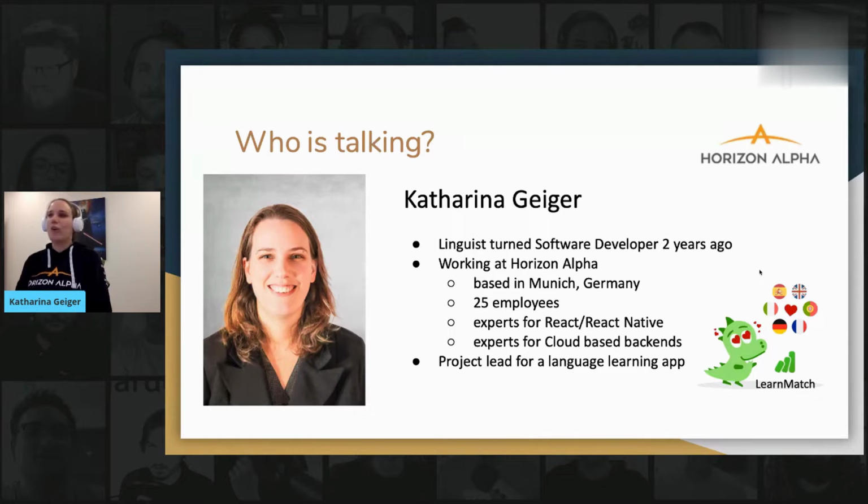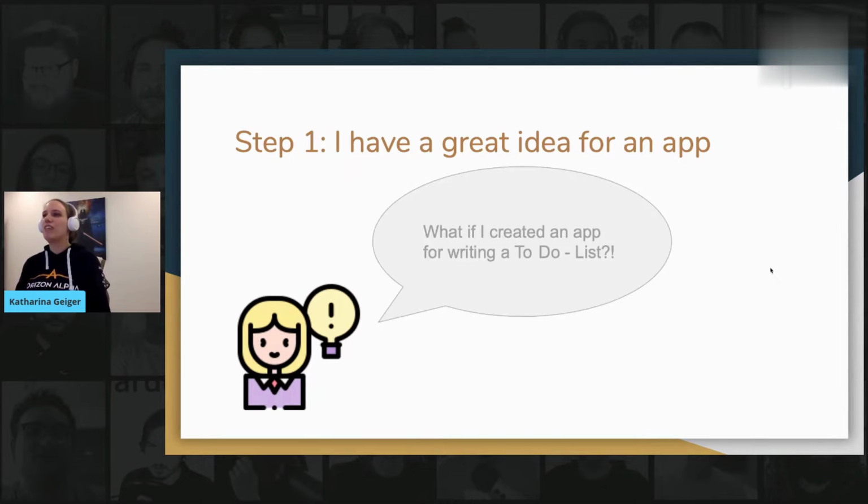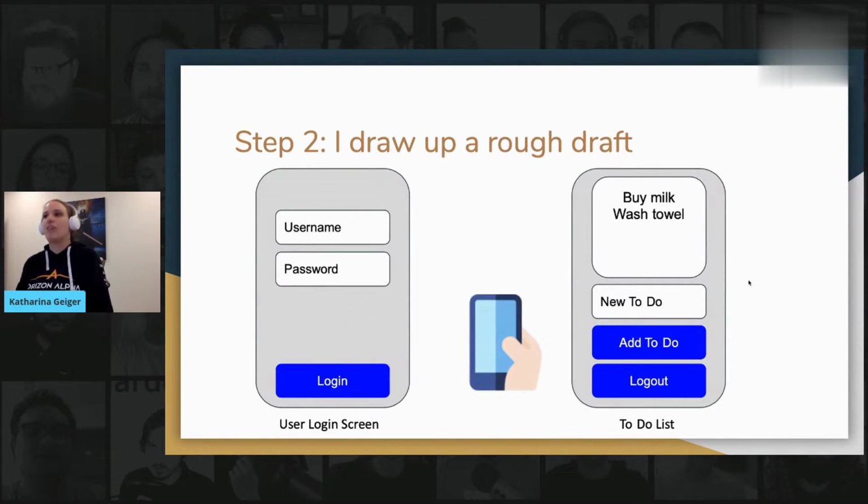Okay, so what is the process of creating an app? Step 1 is, of course, I have a great idea for an app. For example, I wake up in the middle of the night and I'm like, what if I created an app for writing a to-do list? I bet that nobody's ever had this idea before. And I bet there are no apps like that in any of the stores. Of course not. Okay, so after I have this great idea for a very new app, I do a rough draft of my very cool new app.